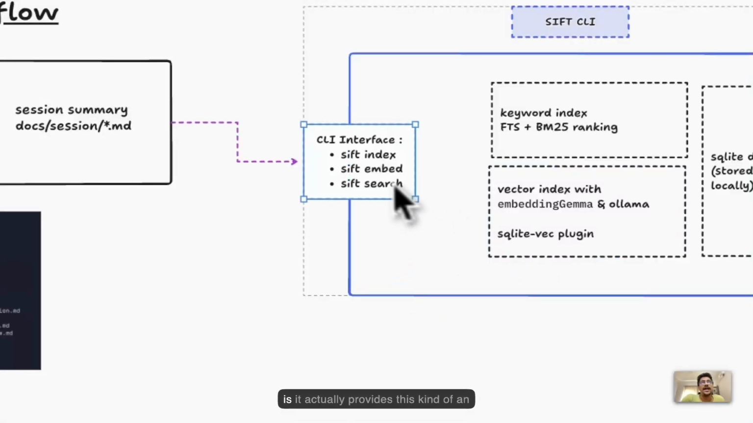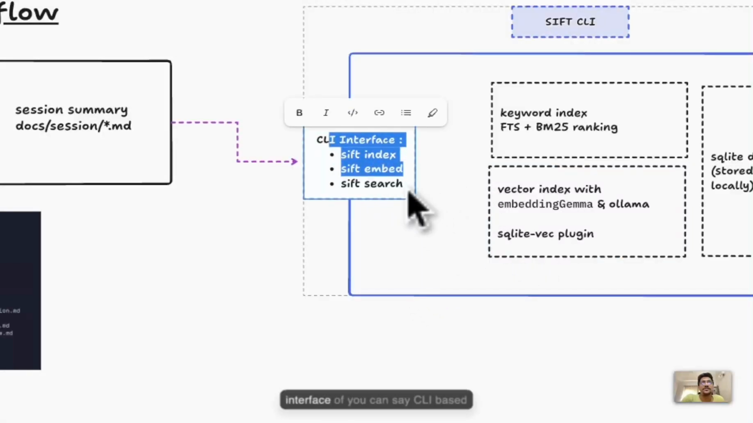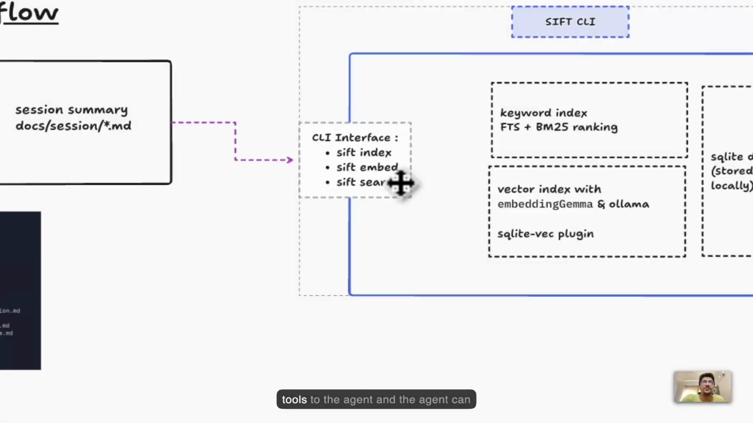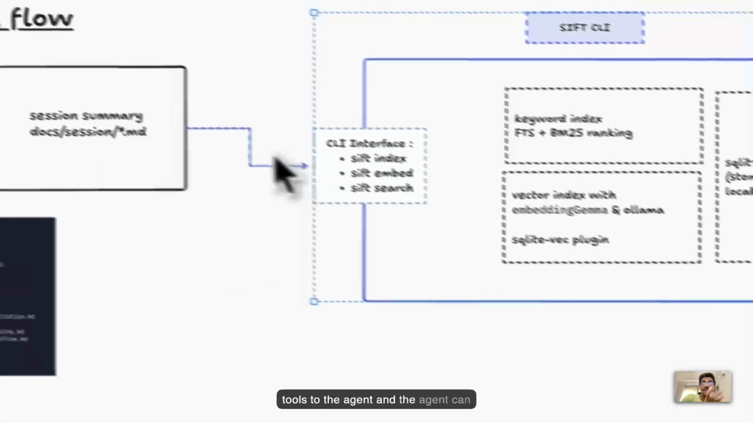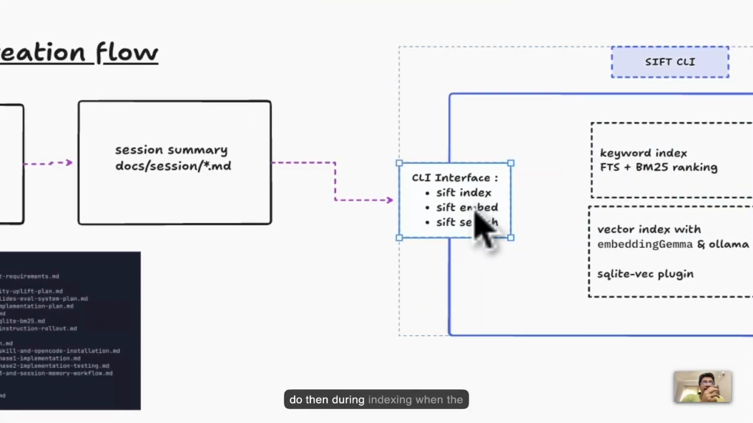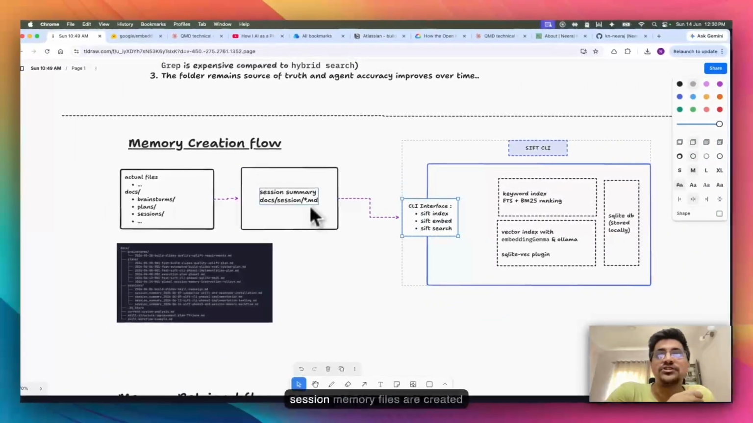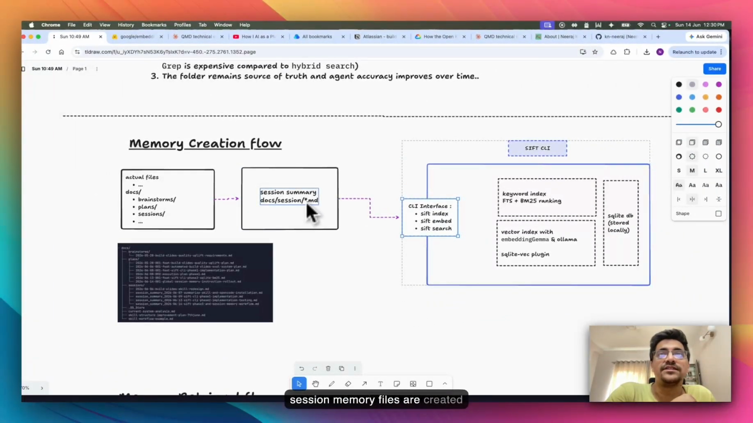What it does is it provides this kind of an interface, you can say CLI based tools, to the agent. During indexing, when the session memory files are created using slash summarize, it will simply call Sift index and Sift embed. This will do the keyword indexing as well as the vector based embedding. Both of these are stored, and with every new session memory created, it is automatically done. So let me show you how it works.